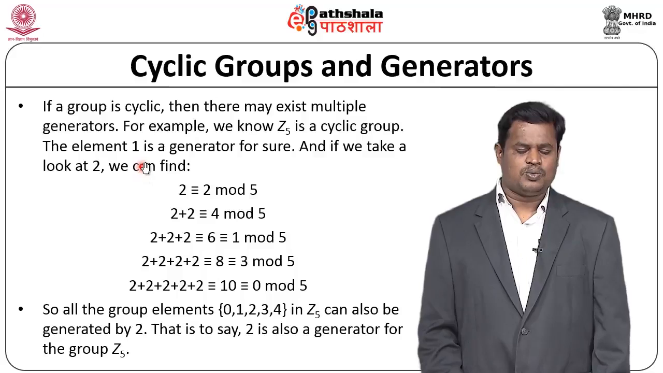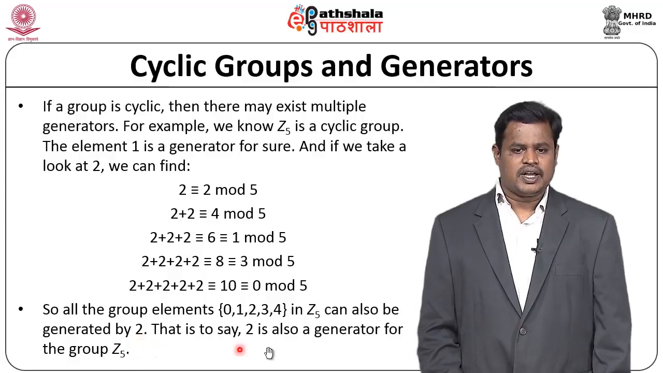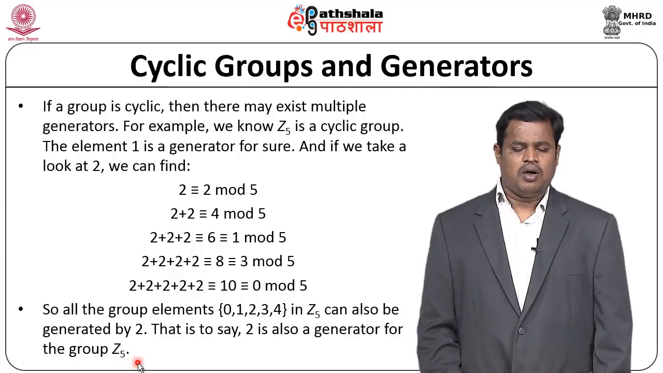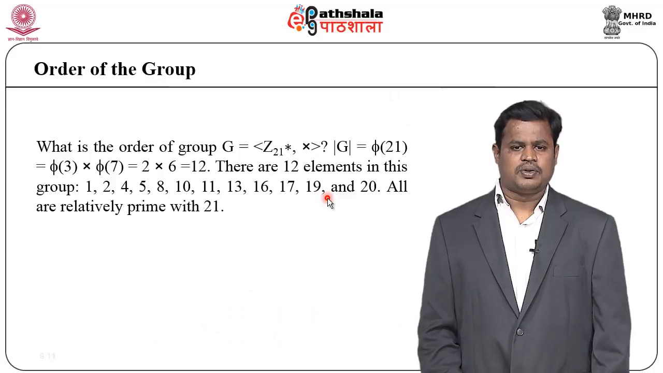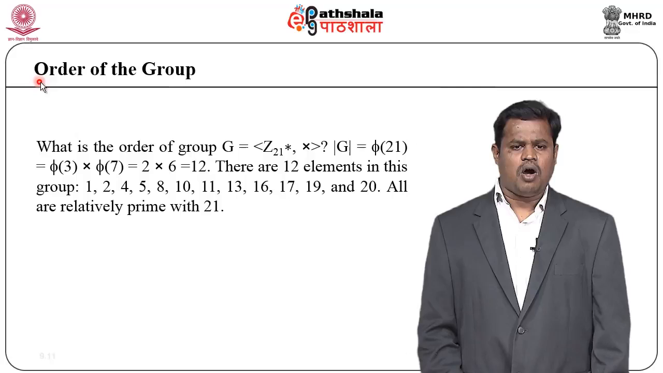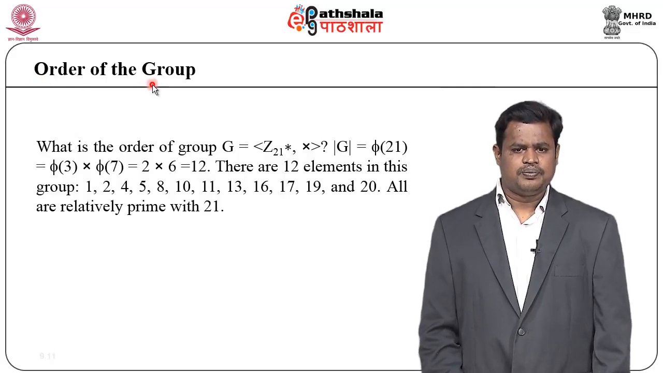We already know that 1 is one generator, and there are also some groups where multiple generators may exist. One example here is that 2 is also a generator of group Z5. So, now we are able to understand that the cyclic group as well as the generator is going to play a very important role in the case of discrete logarithm. In addition to that, we also need to know about the order of a group. So, we know what a cyclic group is, we know what a generator is.